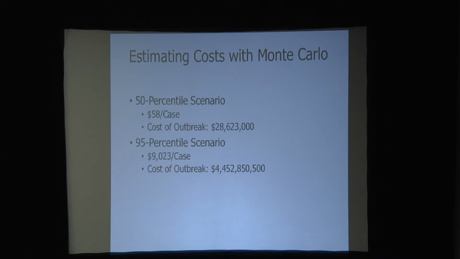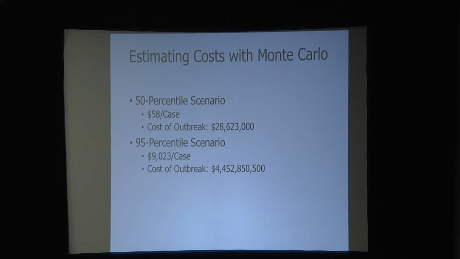We fed that into our Monte Carlo model and come up with these two scenarios. The 50th percentile outbreak, and I'm emphasizing the word outbreak because this isn't the 50th percentile day in the year or your 50th percentile walk in the park. This is your 50th percentile public health crisis. It's going to cost us a total of $28.5 million.